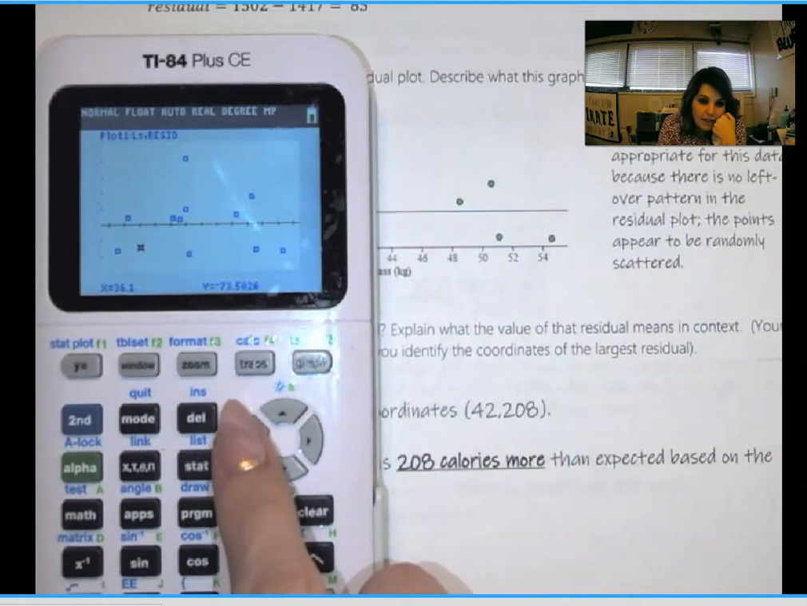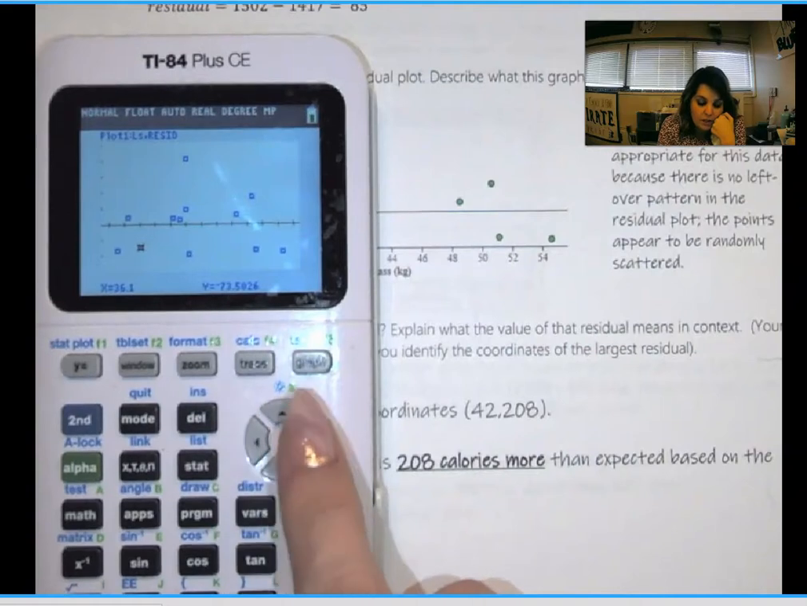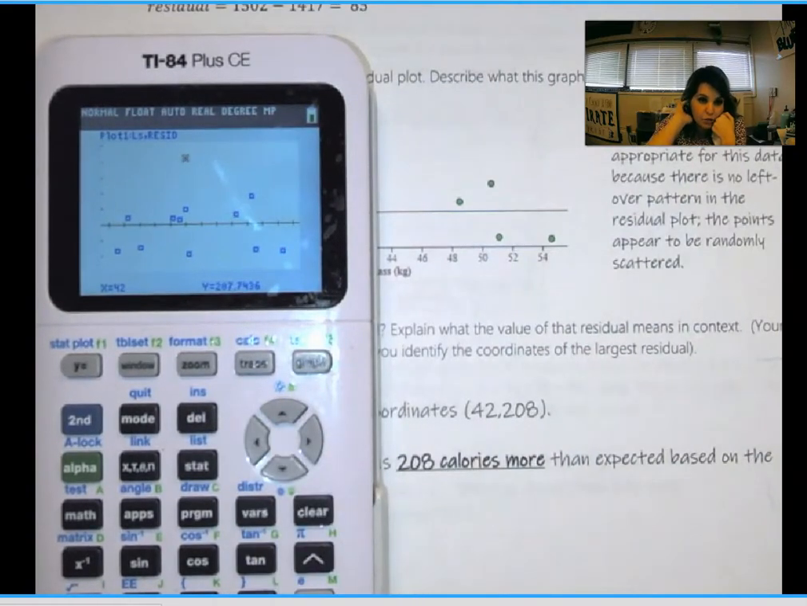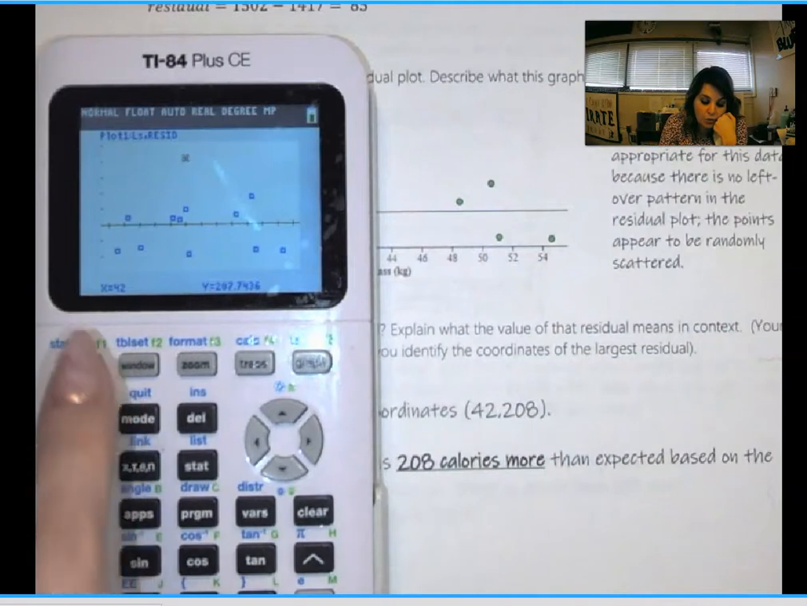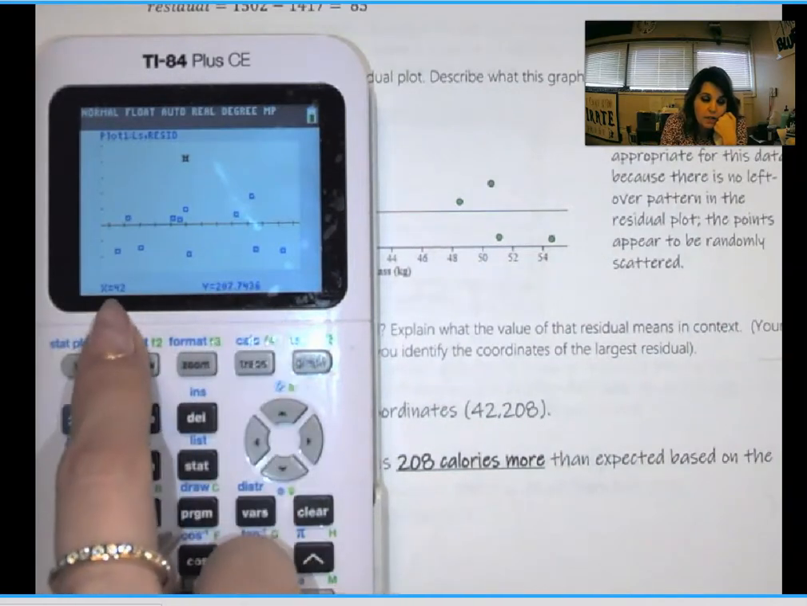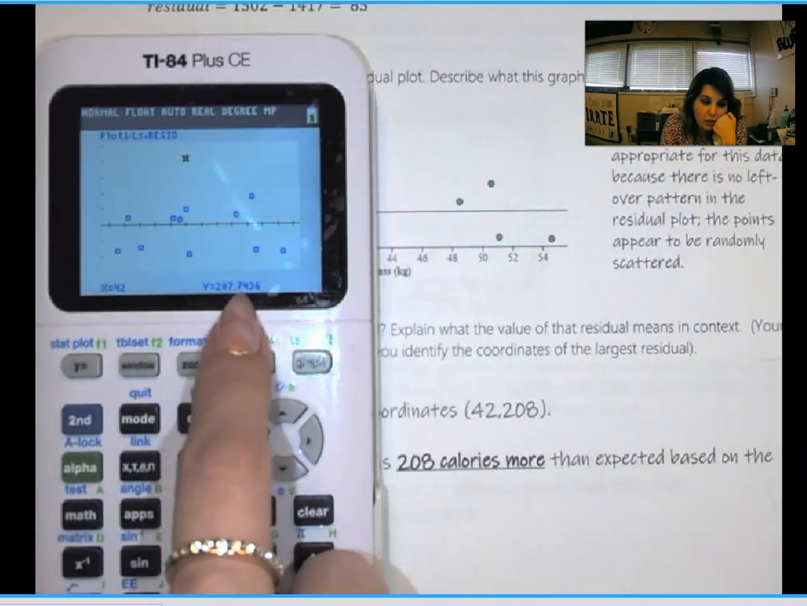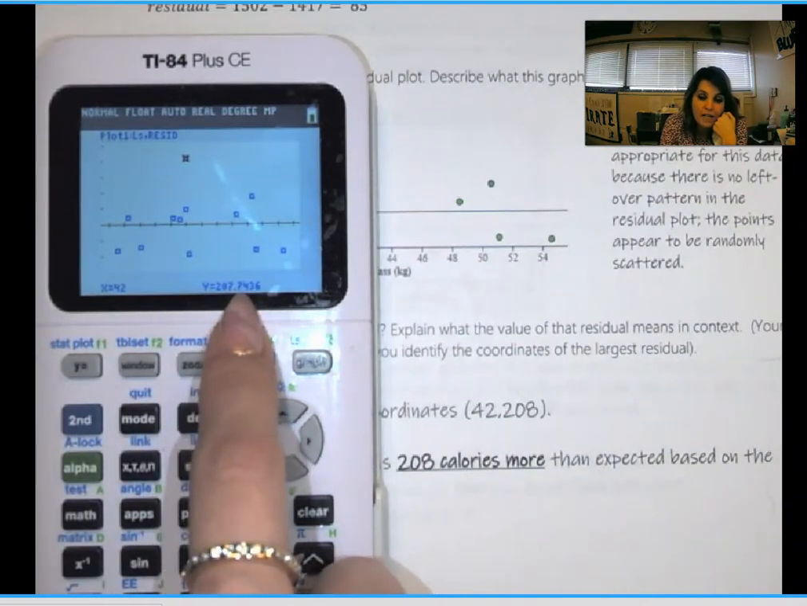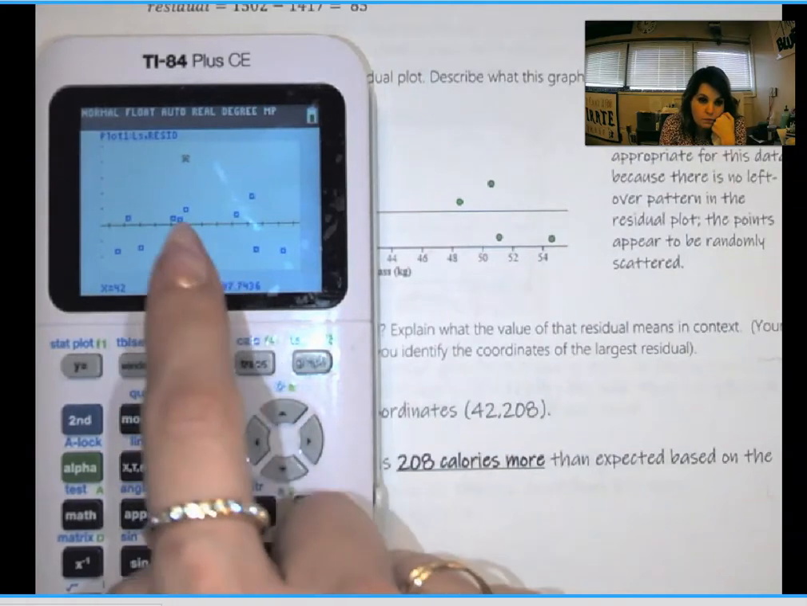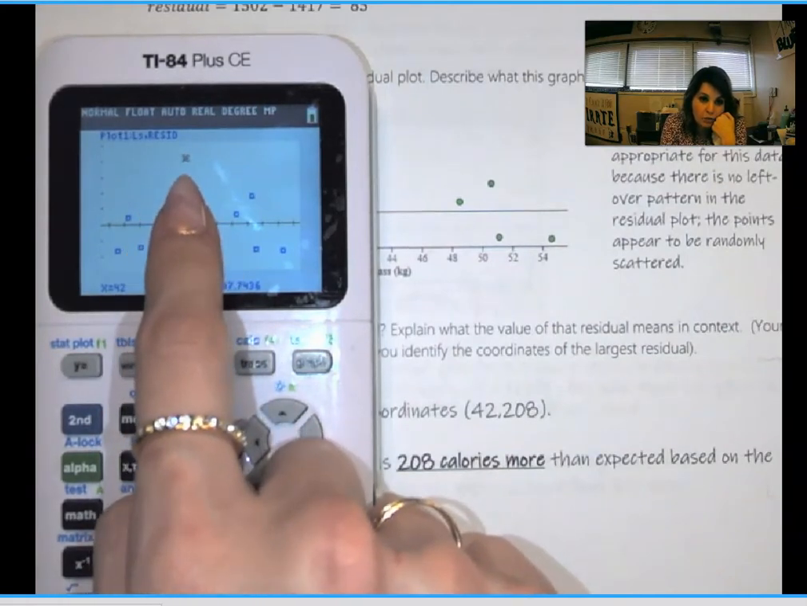Like if I hit my arrow left, it won't let me go any more left. So then I tried hitting right and it allowed me to go up to that residual, and it gives you the values down here at the bottom. So this is telling me that my X value was 42 and my residual value was 207.7436. So that is how I got the coordinates for that residual.